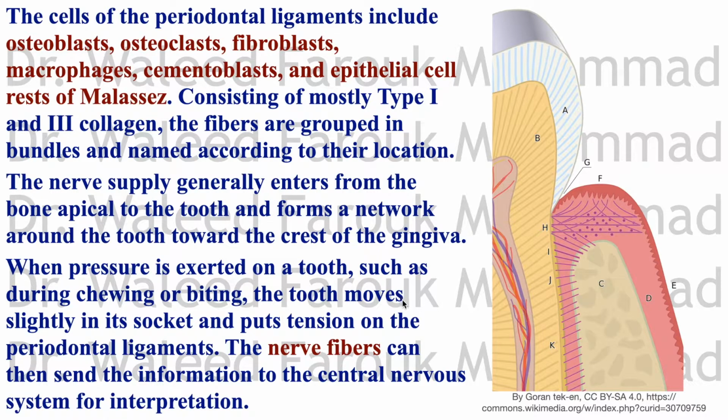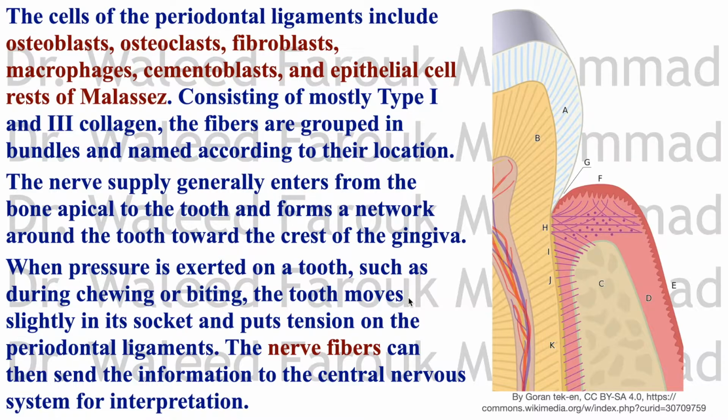The collagen fibers there are of type 1 and 3, and they are given names according to their location. The nerve supply generally enters from the bone apex to the tooth and forms a network around the tooth.